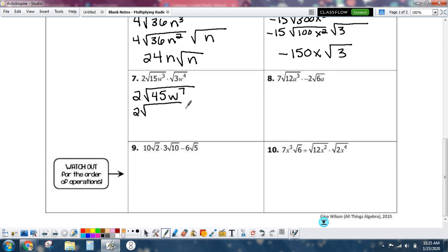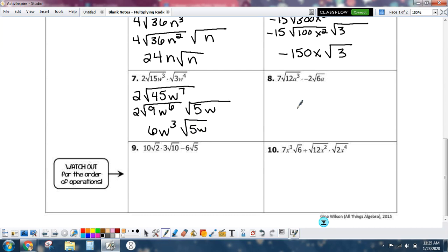And the biggest perfect square that goes into 45 evenly is 9. And 9 times 5 is 45. Now 7, you can't divide that by 2, so we're going to bring down w to the 6th and put an extra w. I can go ahead and simplify this. The square root of 9 is 3. 2 times 3 is 6. 6 divided by 2 is 3. And bring down the square root of 5w.